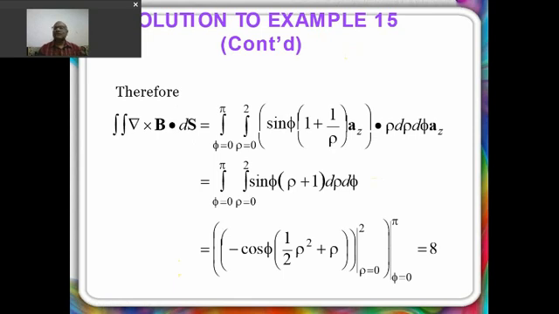I am just revising. First we have discussed the gradient of a scalar, then we discussed divergence, then the divergence theorem, then curl, then Stokes theorem, and a few examples we have already seen. So we will be applying more and more when we see some practical applications of this.